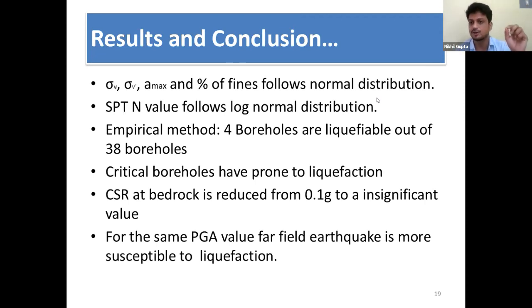And CSR at bedrock is reduced from 0.1 g to a significant level because of this soil strata. And for the same PGA value, a far field earthquake is more susceptible to liquefaction than a near field earthquake because at the same PGA value, a far field earthquake has more frequency content than a near field earthquake. Then the sum of amplitude for a far field earthquake is higher than a near field earthquake. That's why a far field earthquake is more susceptible at the same PGA value.